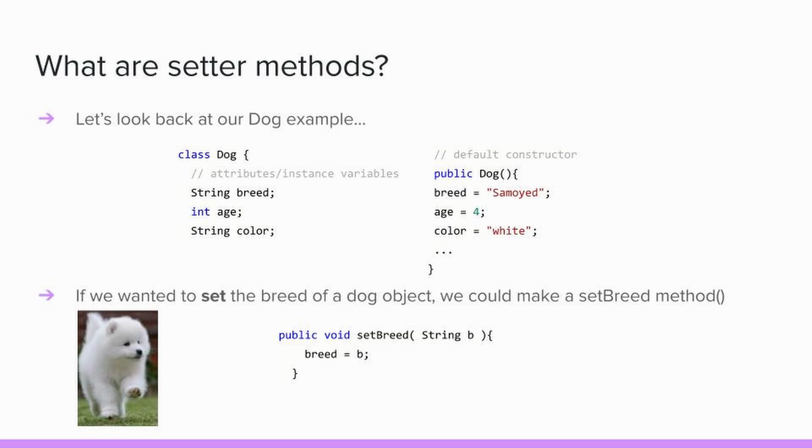With a few attributes, including the breed, age, and color of the dog, if we wanted to set the breed of the dog object, we could create a method called setBreed. We take in a parameter b, then set our class variable breed to b. Recall that our parameters need to have a different name than our class variables, otherwise we'll get an error.